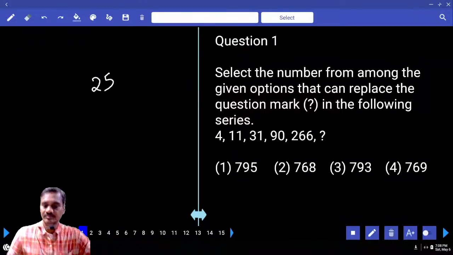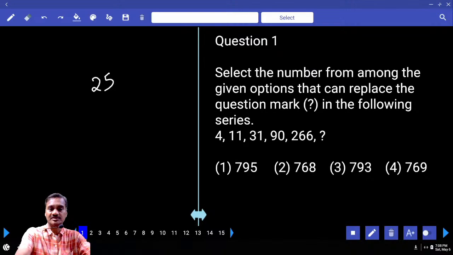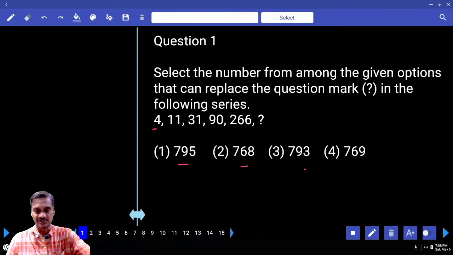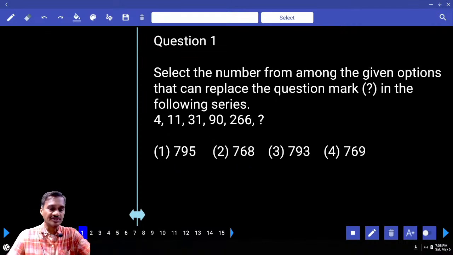5. Now in this one, question number 1. What is the question here? It is based on number series 4 and 11. If you observe, numbers starting with 4, ending with 795, 768 and so on, are increasing at a very fast rate. Hence it must be product or combination. Product is not possible, hence it must be combination.